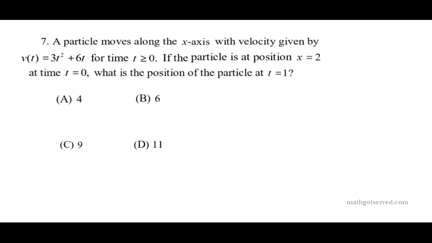All right, let's take a look at question number 7. It says a particle moves along the x-axis with velocity given by v of t equals 3t squared plus 6t for time t greater than or equal to 0. If the particle is at position x equals 2 at t equals 0, what is the position of the particle at t equals 1? So you want to remember x, v, a, j.